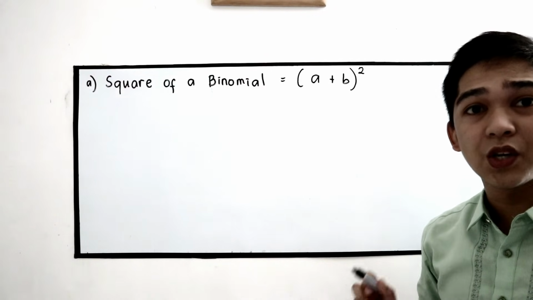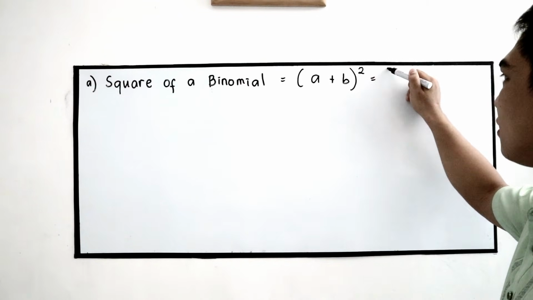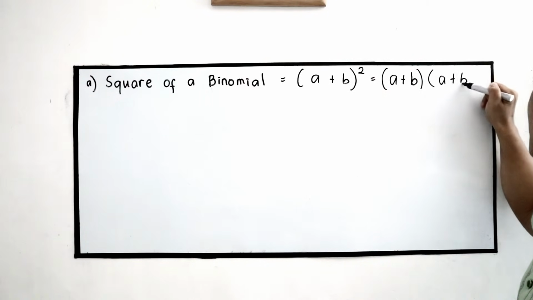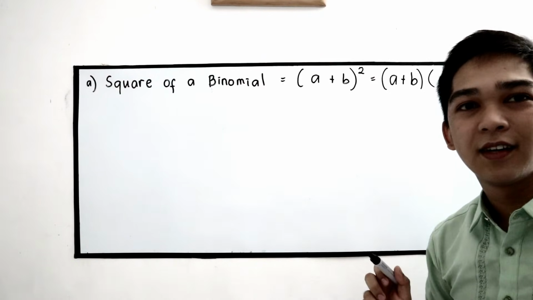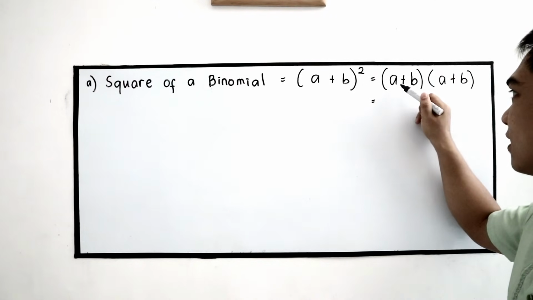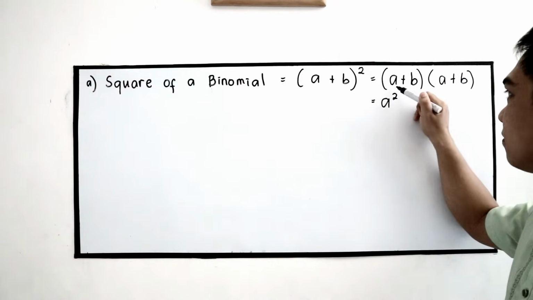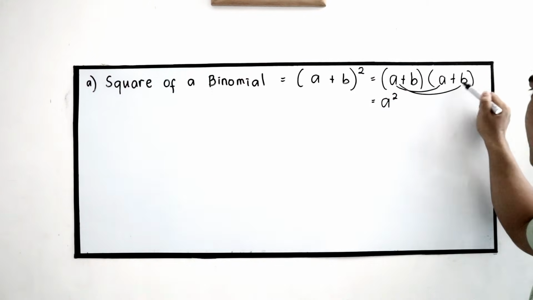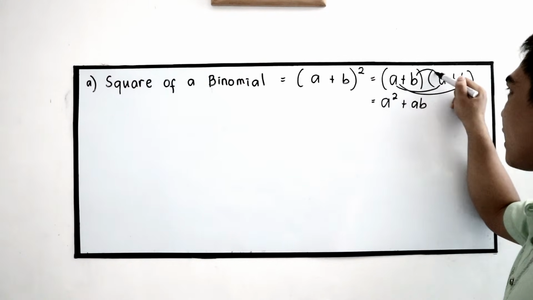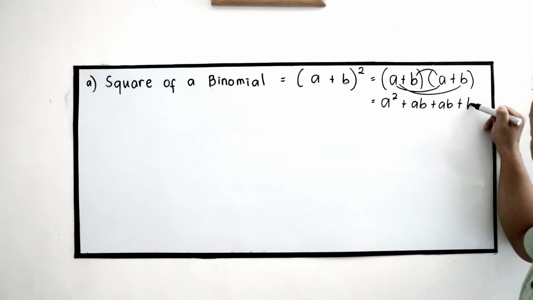If we're going to solve this, we usually use the FOIL method. What is the FOIL method? We have A plus B times A plus B. This will be the expanded form. Then after getting the expanded form, we multiply. A times A is A squared. Next, A times B is AB. Next, B times A is AB. Plus B times B, B squared.